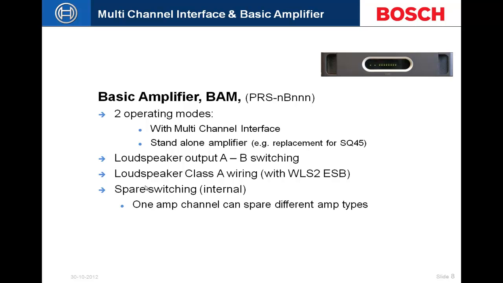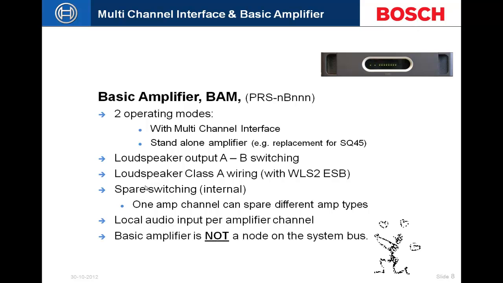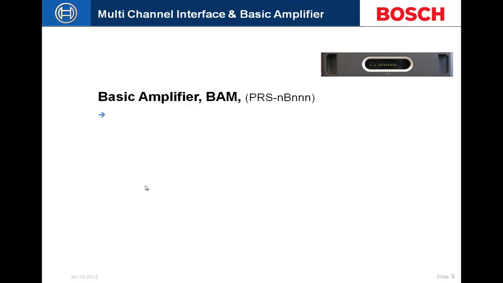Spare switching, same type of spare switching on the amplifiers as the fiber amplifiers, as you saw before. And the basic amplifiers are not a node within the system. Now, this is important again if you're using a very large system with a lot of fiber or a lot of pieces of gear. The MCI itself is a node within the system. The basic amplifier and all 14 amp channels, along with those two spares, those do not count towards my total node count. Kind of an important one here.